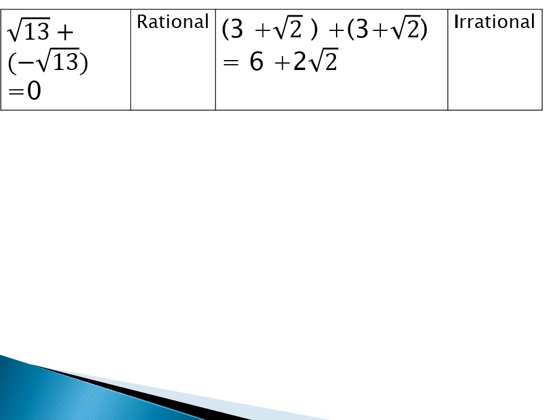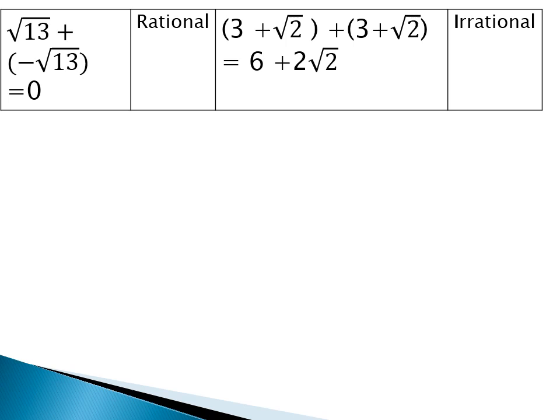Root 13 and minus root 13, both are irrational numbers only. When we add, we are getting 0 in this case. So 0 is a rational number. Two irrational numbers, root 13 and minus root 13, are added, then the result is 0. So it is called a rational number.